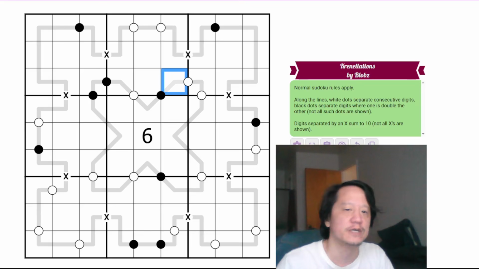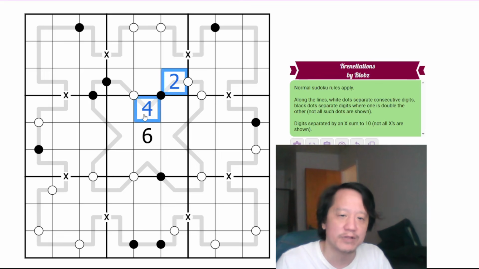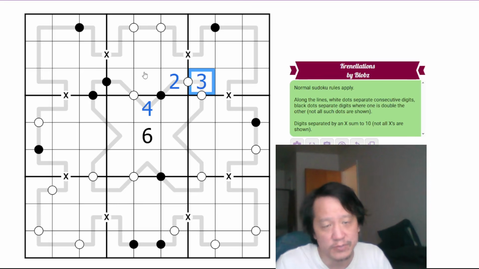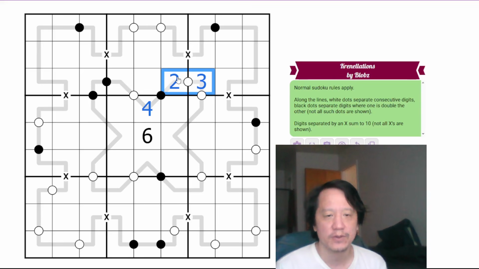So, for example, if this were a 2 here, this digit would have to be 1 or 4 to maintain the 1 to 2 ratio between them, because along this line, there's a black dot between these two cells. And if this were 2 here, this would have to be 1 or 3 here, because these digits have a white dot between them, so they must be consecutive.